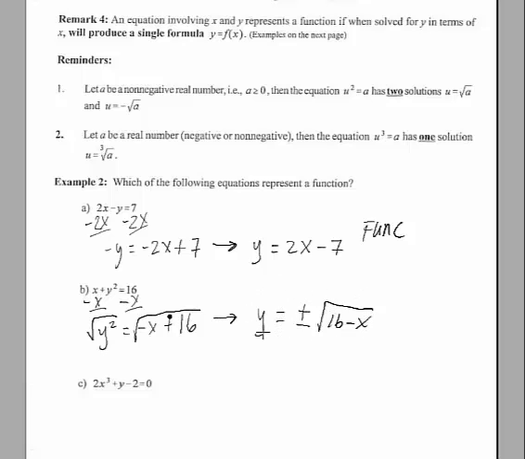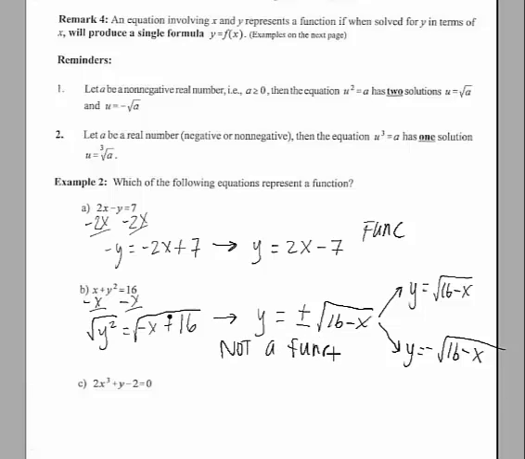And you need to see this as two different equations. We have y equals plus the square root of 16 minus x, and we have y equals minus the square root of 16 minus x. For one x, we have two y's. For one input, x, we have two outputs, y. So, not a function.